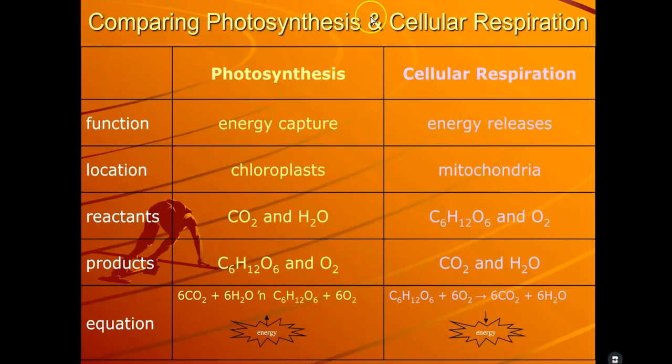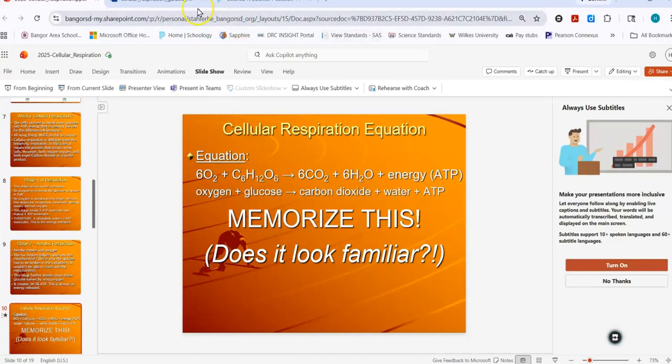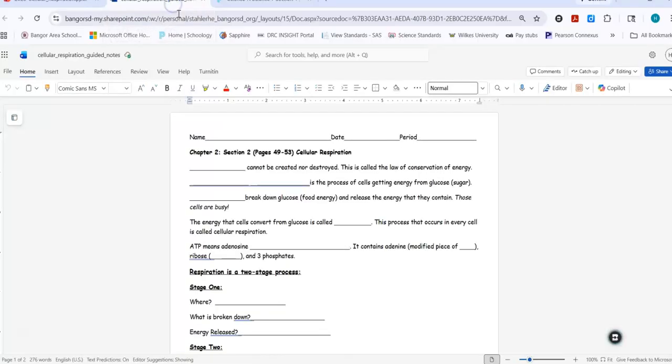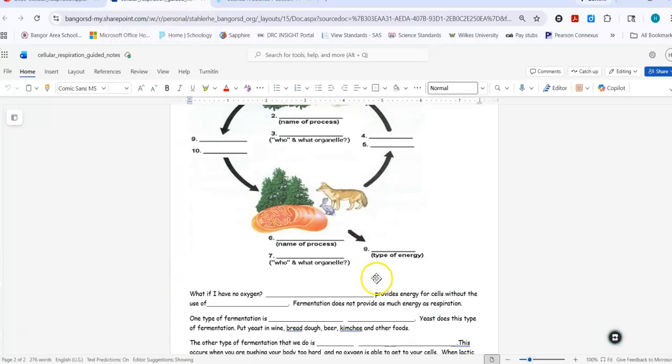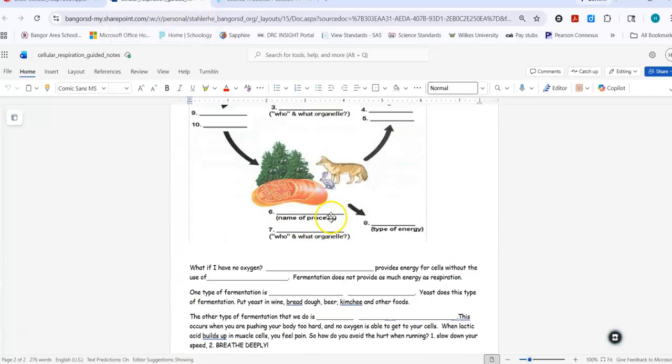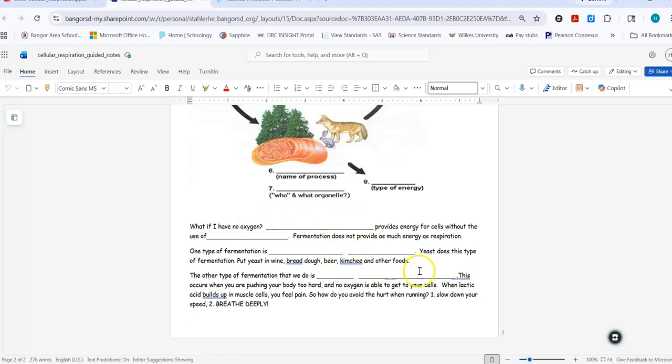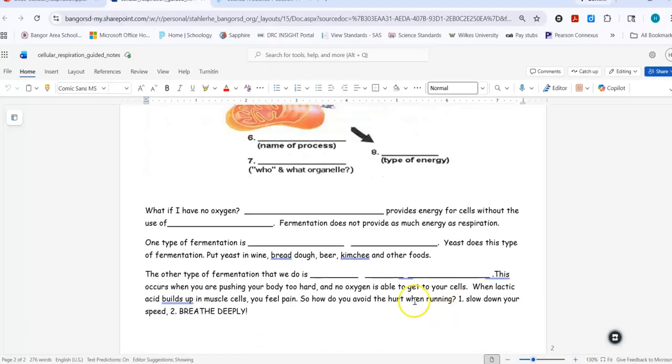So this is another way to compare photosynthesis and cellular respiration. You want to look at that. This is on the slideshow, and I will show you where that is in just a second. So again, you have this. You want to fill all this out. You want to fill this out. Okay, yes, and if you look, let me zoom in on this one. Type of fermentation, that's alcoholic fermentation, yeast does this.